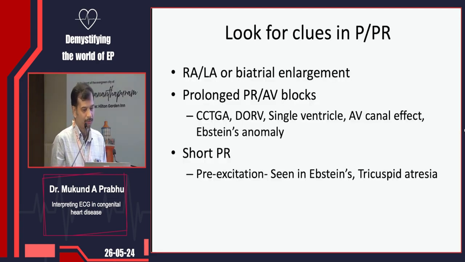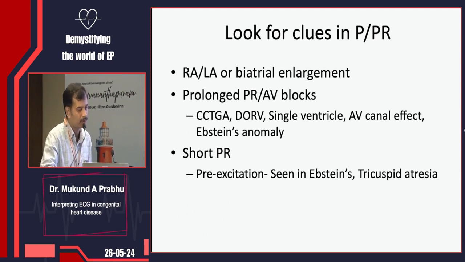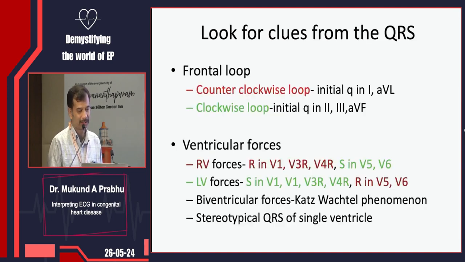Further clues can be obtained from P wave as well as the PR. P wave suggests right, left, or biatrial enlargement, whereas prolonged PR or AV blocks are typically associated with corrected TGA, DORV, single ventricle, AV canal defect, and Ebstein's anomaly. And a short PR might be pre-excitation, commonly seen in Ebstein's anomaly and sometimes in tricuspid atresia.